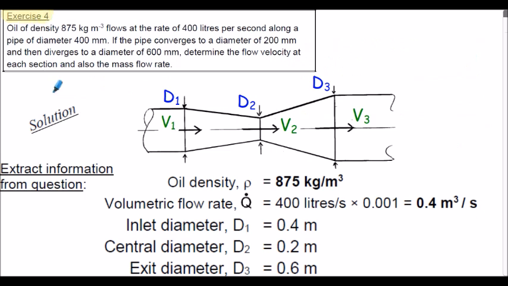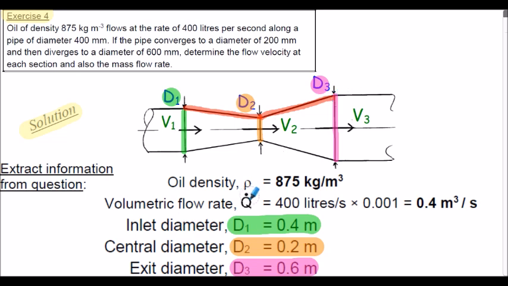Exercise 4, here's the commencement of the solution. Here's a sketch of the pipe showing diameter D1 at section 1 here, diameter D2 at section 2 here, and diameter D3 at section 3 here. Notice between sections 1 and 2 we have a converging pipe, and between sections 2 and 3 we have a diverging pipe.